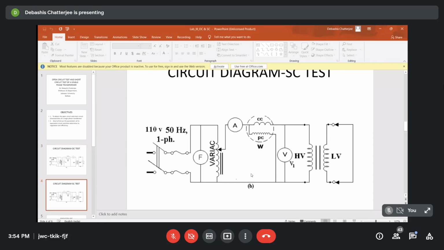Yes, now, short circuit test, I will tell you later on. Short circuit test is just opposite. High voltage side is the metering side.